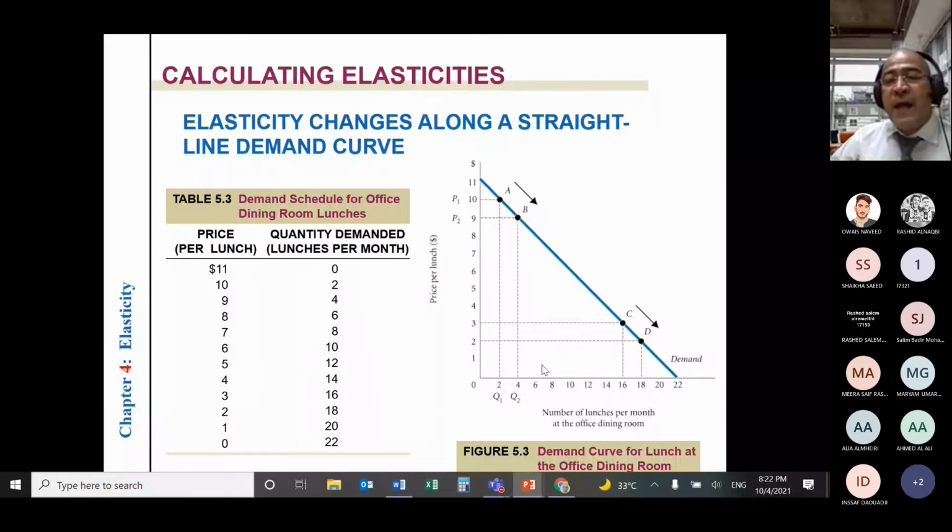Can you calculate the elasticity at point C? Please help me to calculate it. Calculate the first distance, 22 minus 16, and then divide by the second distance, 16 minus 0, which is 16.